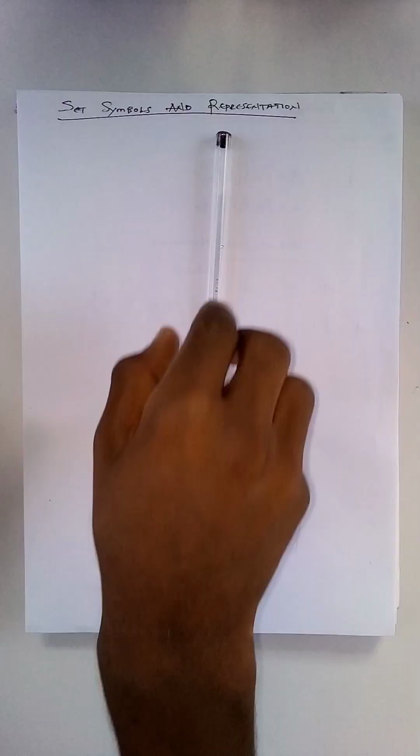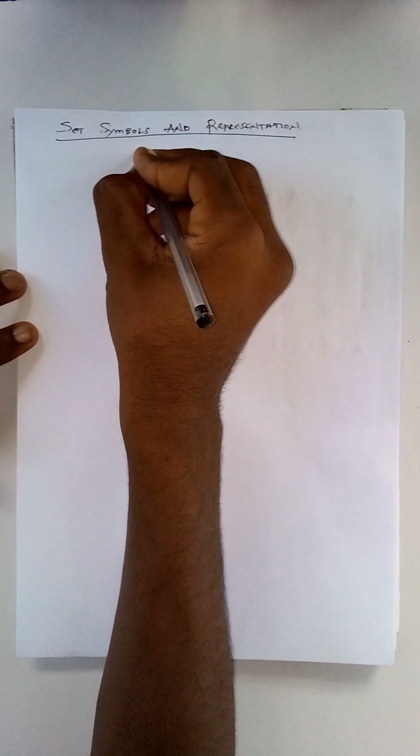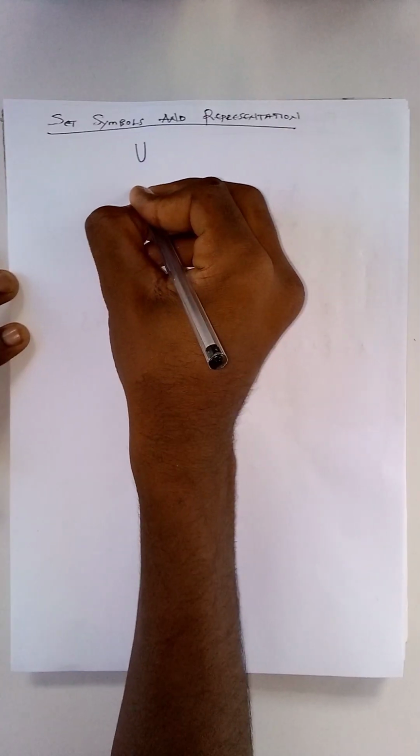In this video we're simply going to look at the conclusion, the last part of set symbols, and then in a jiffy look at set representation. We looked at some symbols, but we didn't finish looking at certain notations in the previous video. So some of the symbols that we didn't look at are these.